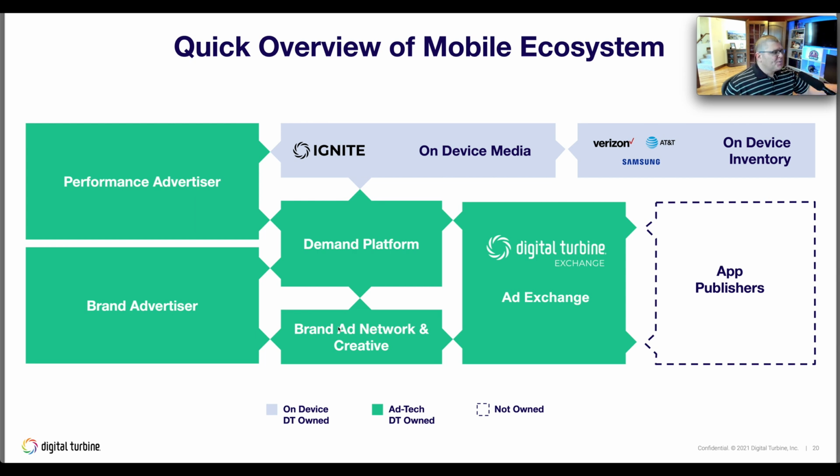So you've got performance advertiser and brand advertiser on the left. You've got Ignite on-device media. That's going to be your Digital Turbine in the middle. And then you've got your on-device inventory, so your Verizon, Samsung, AT&T, they're partnering with. They've got the demand platform, the brand ad network and creative, and then Digital Turbine exchange, and ad exchange goes back to the app publishers. So that kind of siphons in. So they're really completing that ecosystem for the OEMs as well as those publishers.